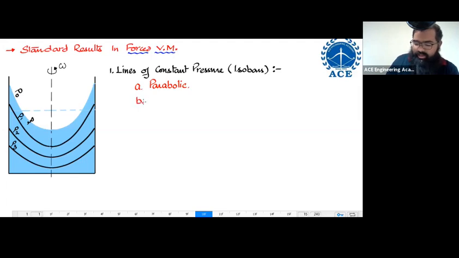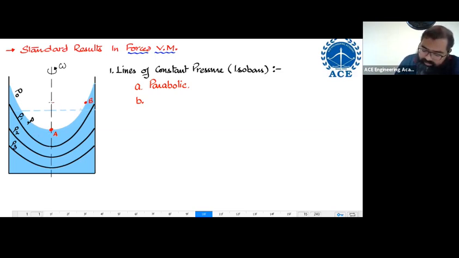Second thing, they are supposed to be governed by a particular equation. What equation is that? Please observe this. This equation is important. You can get questions from here, especially IES people, a direct question is possible from here. Imagine I have chosen some point A, for example's sake, and another point B. Both A and B are lying on a line of constant pressure.